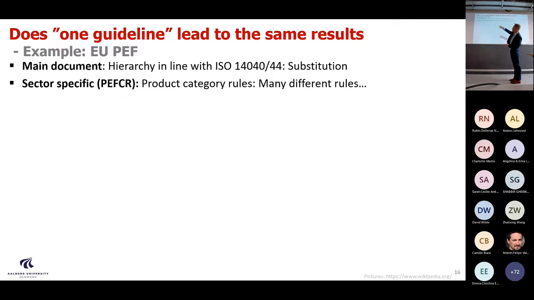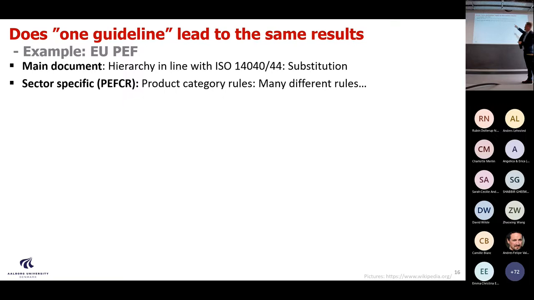There's a hierarchy of how to deal with these byproducts in line with the ISO standards. And basically they say you should do substitution. That's the highest priority. And then under the main document, there are a large number of sector-specific documents. So there's a guideline for meat, and there's a guideline for animal feed, and a guideline for breweries, and a guideline for many different sectors. And here you can see many different allocation rules.